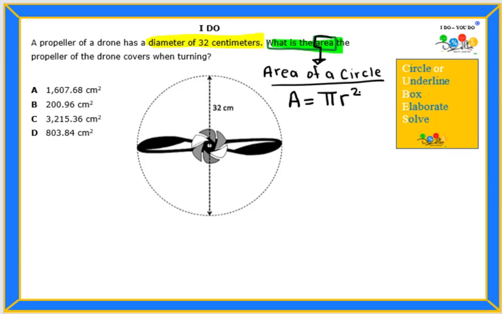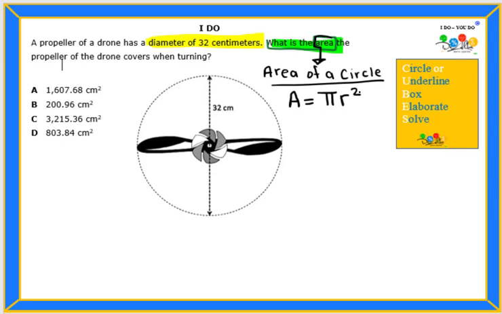We have the diameter, and the formula is asking for radius. So we do not have what we need to put in the formula. We cannot substitute just yet. But we do know a relationship. Do you remember the relationship between diameter and radius? That is correct. The radius is half of the diameter, or the diameter is twice the radius.